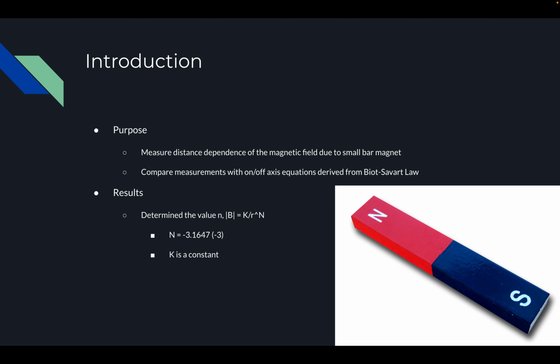So, an introduction to the purpose of the lab. The purpose is to measure the distance dependence of the magnetic field due to a small bar magnet. Then we'll compare measurements with the on and off axis equations derived from the Biot-Savart law. A quick look at the results is that we determined the value of n to be negative 3.1647, which roughly equates to 3.